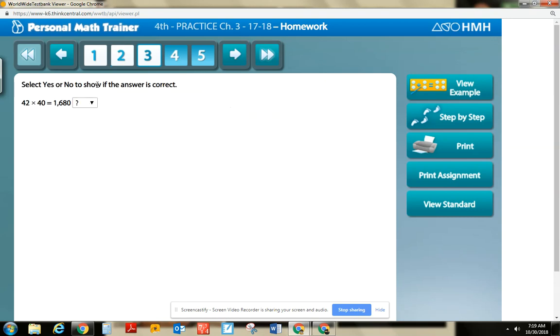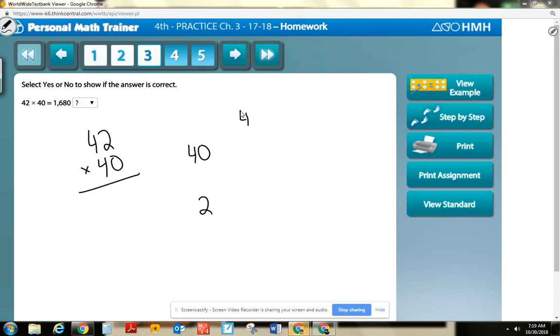Number 3. Select yes or no to show if the answer is correct. So you need to solve 42 times 40. The drop down menu is a yes or a no. So you need to rewrite your problem, 42 times 40. There are two ways to do this problem. I'm going to show you the way that I think is the most effective for my students.